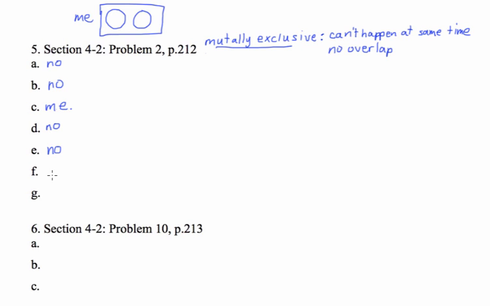F, select any course. It is calculus and it is English. That is mutually exclusive. You can't have both of those things happen at the same time. G, registered voter. The voter is a Republican, the voter is a Democrat. Those are mutually exclusive. They don't overlap. You're either a Republican or you're a Democrat.